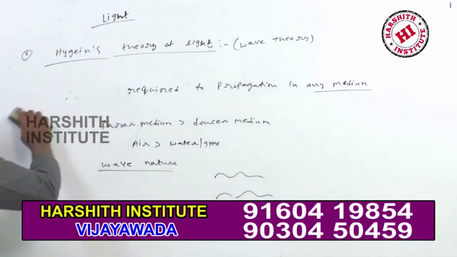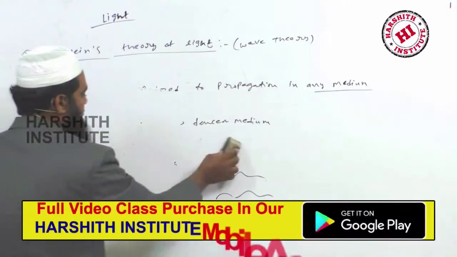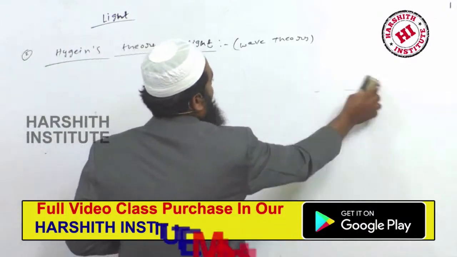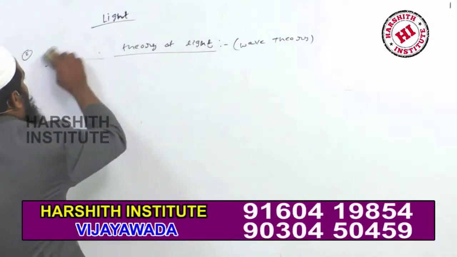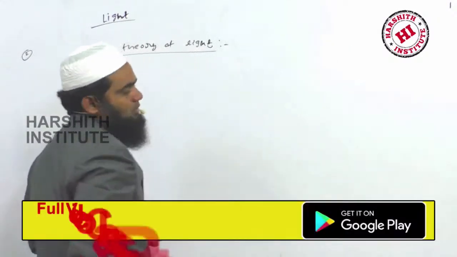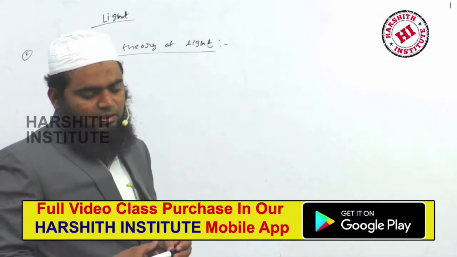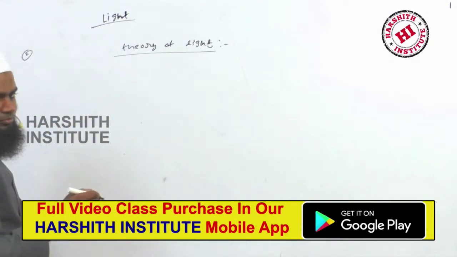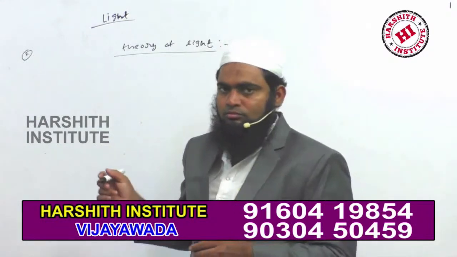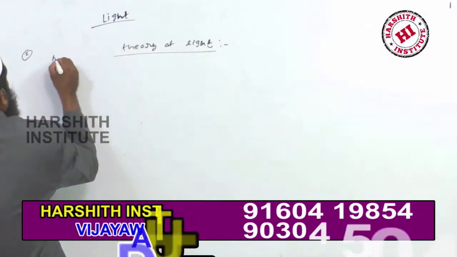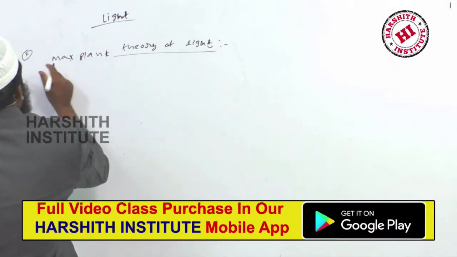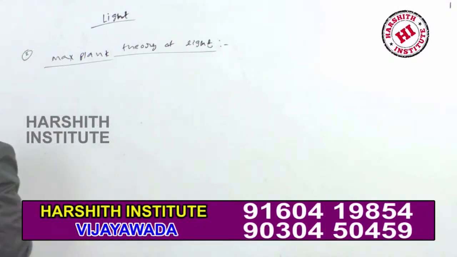Now, we discuss the third theorem. The third theorem explains light by another scientist, Max Planck. This is called the Max Planck theorem of light.